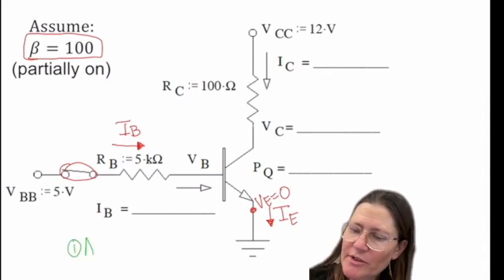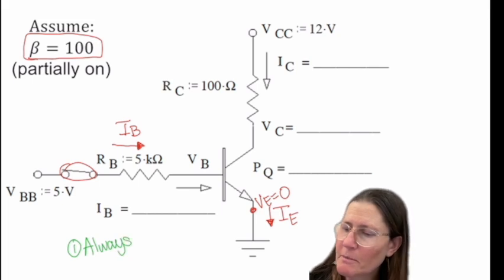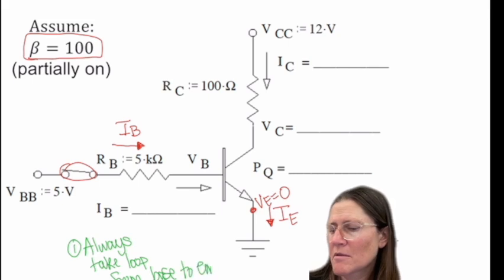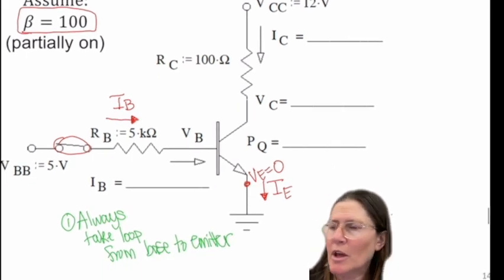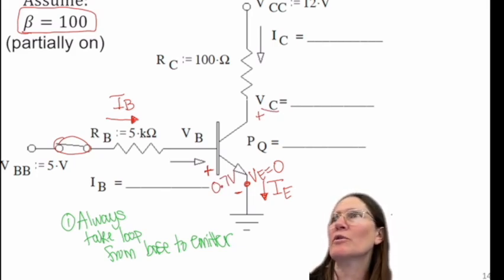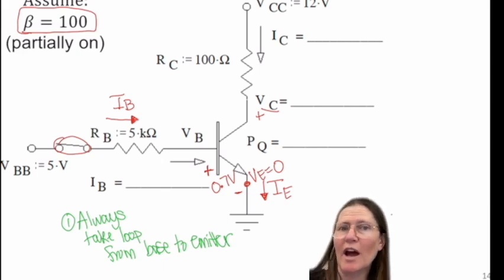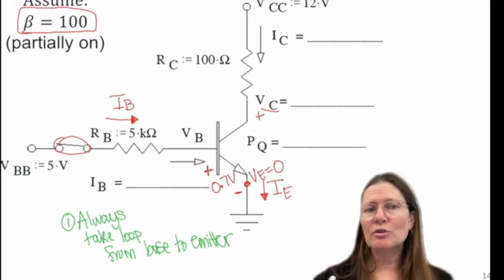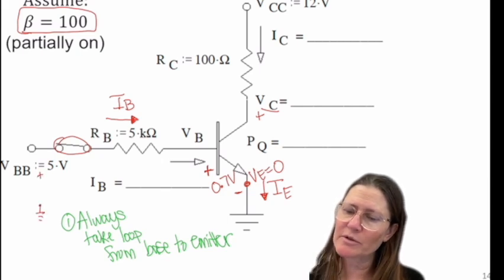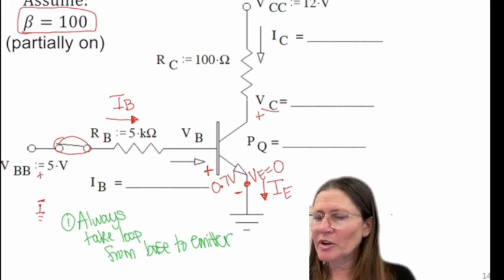First step is to always take a loop from base to emitter. And that is because we can set this voltage between here and here as 0.7 volts. Here we don't know what VC is, and we know what VE is, so VCE will be the VC value, but we don't have a value for that one yet. So we do know all the values through here though. So going from ground to 5 volts, our loop is going to be plus 5.